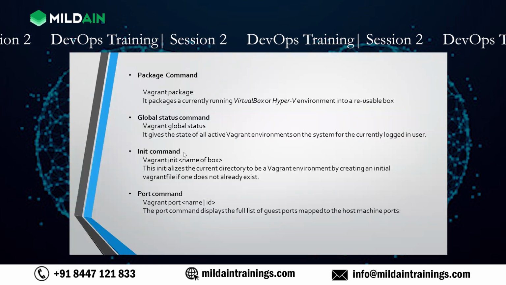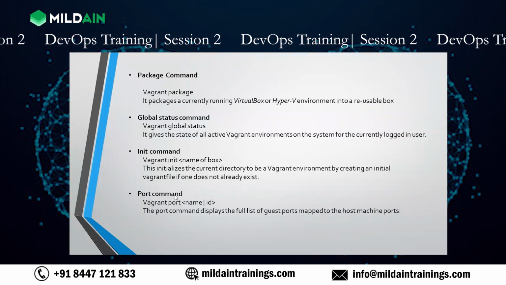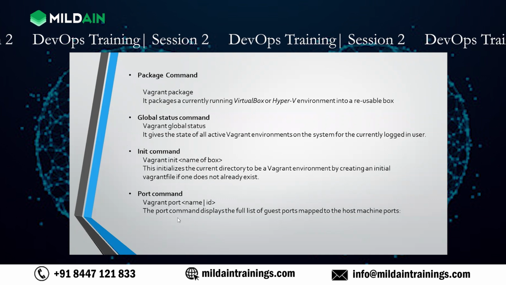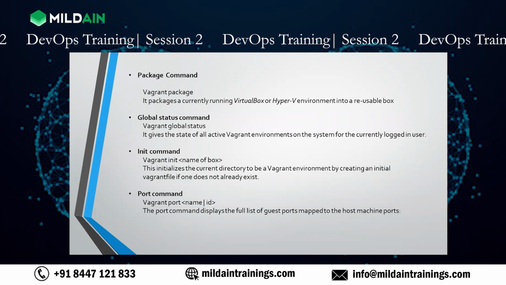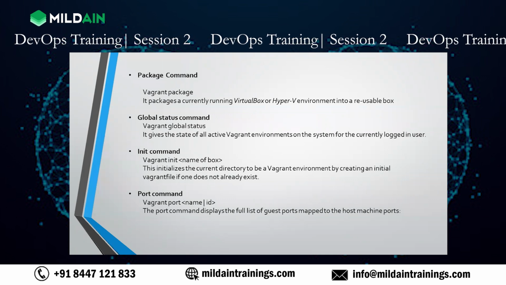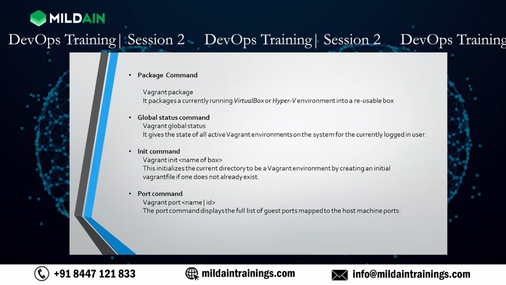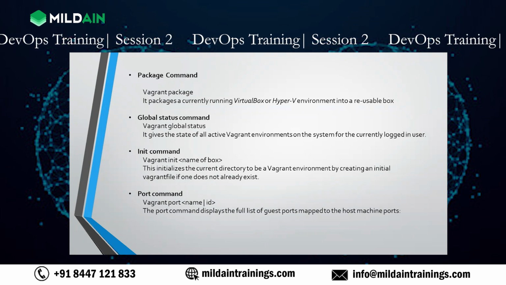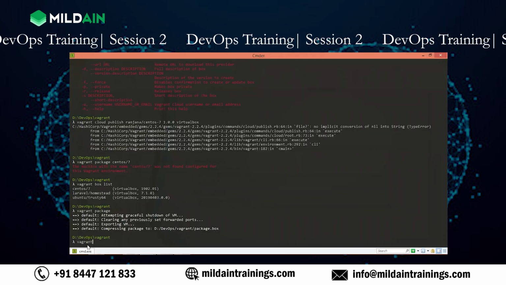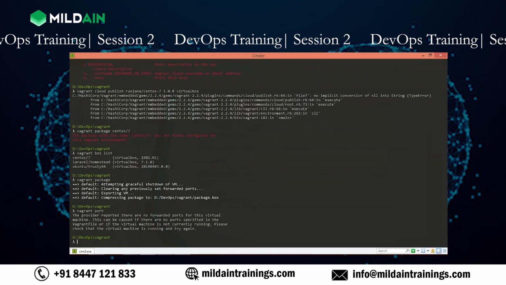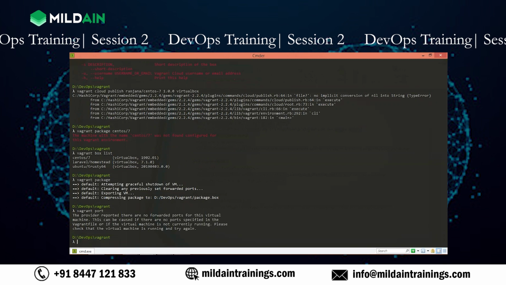The init command we have seen. Now the port command displays the full list of guest ports, that is, which ports are being mapped to the host machine ports. The init command is always used to initialize a Vagrantfile, when we used Vagrant init CentOS 7 or Ubuntu 64. Let's see the port command, Vagrant port. Here it says the provider reported there are no forwarded ports for this virtual machine. So when it was initializing, it did not forward any ports.